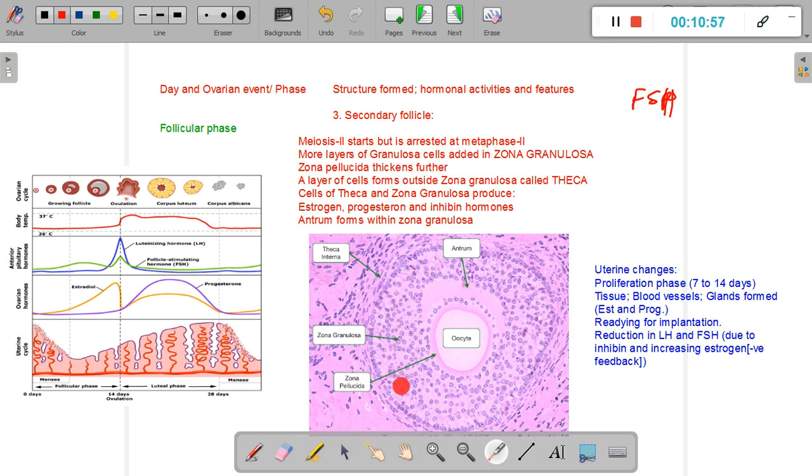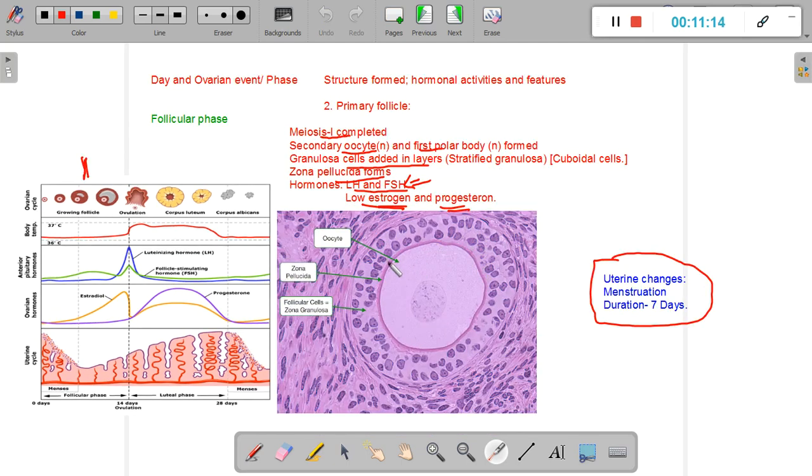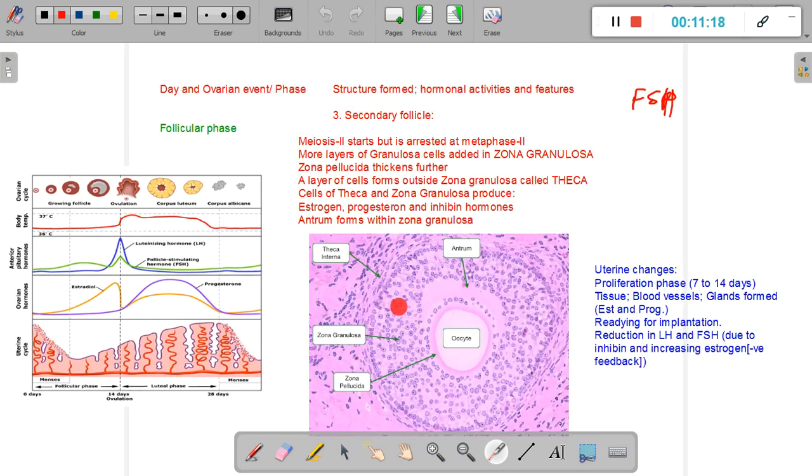See now how this structure has increased in size. The oocyte is in the center. Outside the oocyte, here in the pink margin, we have the zona pellucida, the layer of proteins which separates the granulosa cells, or the follicular cells, from the oocyte. In the primary follicle, we only had 2 or 3 layers of these granulosa cells. But now you see the number of layers has increased immensely. These must be like 15 to 20 layers of granulosa cells.